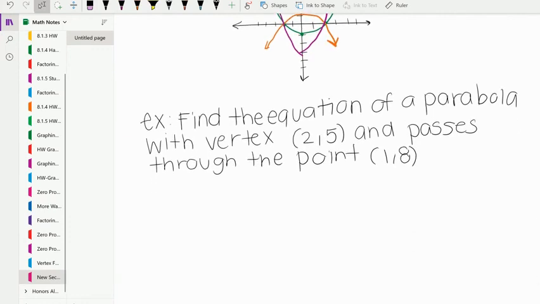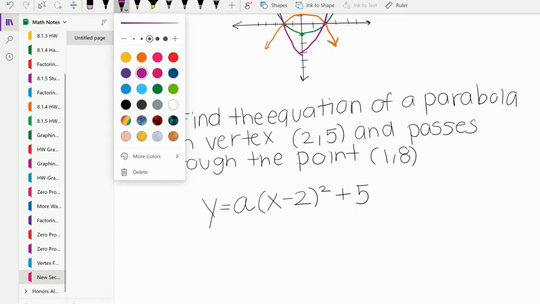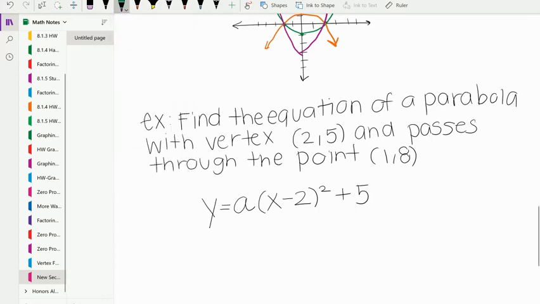So what we're going to do is, again, it doesn't tell us what form to write it in, so I'm going to write it in vertex form. So y equals, we do not know a, but we know the vertex, so I can plug in my vertex. Now think about when we worked with lines to find the equation of a line. If we had the slope, to get the b value, we can plug in points to find that. Well, we have our point 1, 8. So I'm going to plug in the 8 for the y, and then I'm going to plug in the 1 for the x.